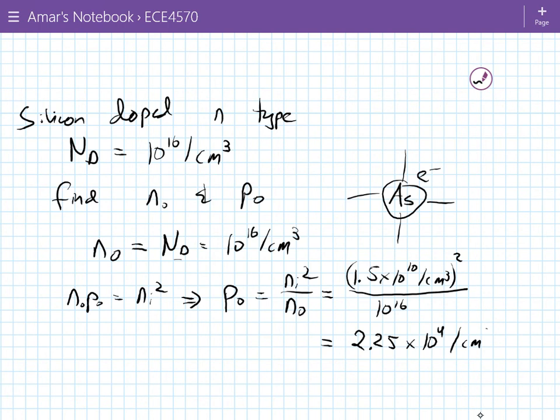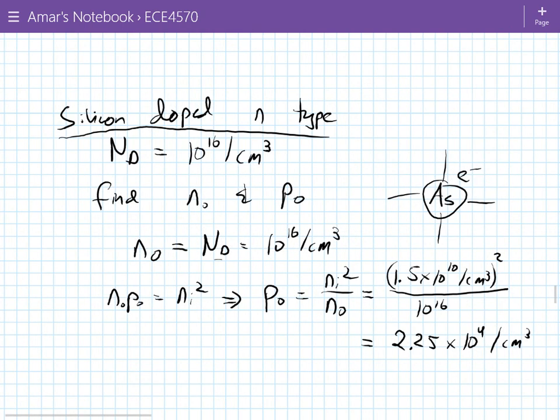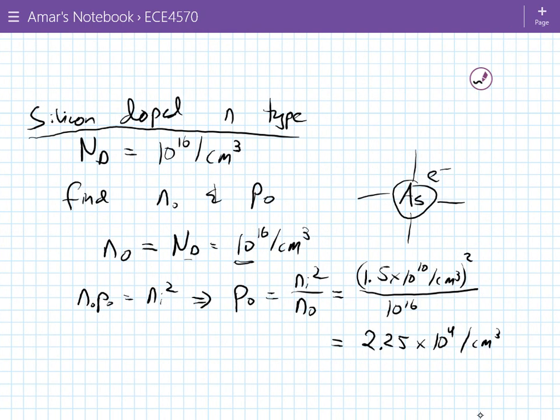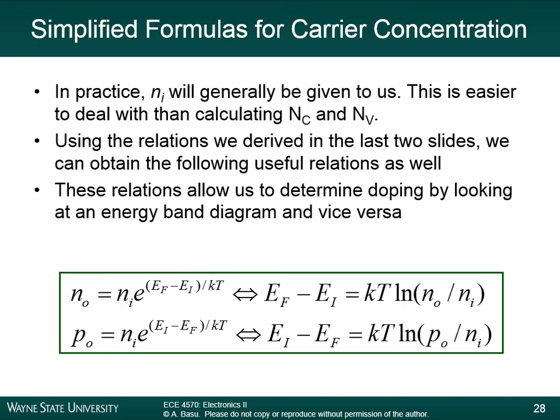So this is an example of an N-type material. Notice that the electron concentration is 10 to the 16th. The hole concentration is something like 10 to the 4th. You have a lot of electrons, very few holes. So this formula is very useful: if you know the electron concentration, you can find the hole concentration and vice versa. All right. We will get into this next time.